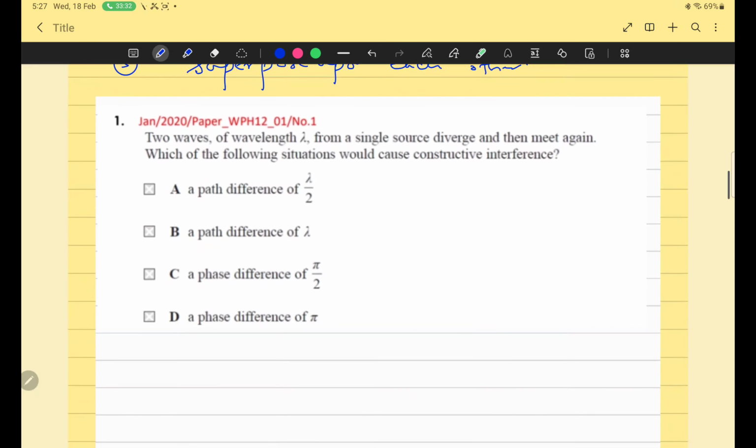And now the next question. The two waves of wavelength lambda from a single source diverge and then meet again. Which of the following situations would cause constructive interference? This is a very simple question. Simra, can you answer? For constructive interference, what is the condition?